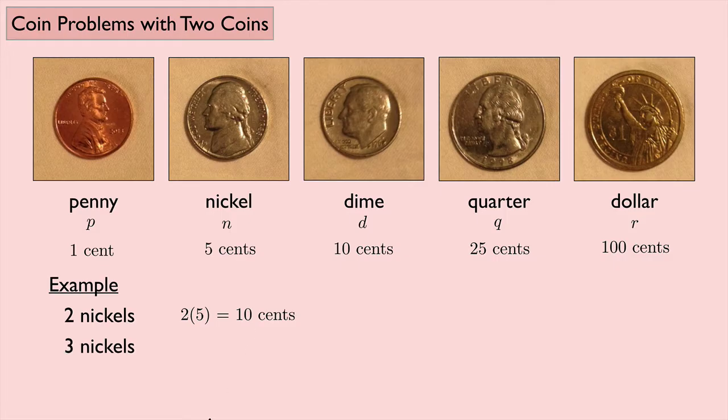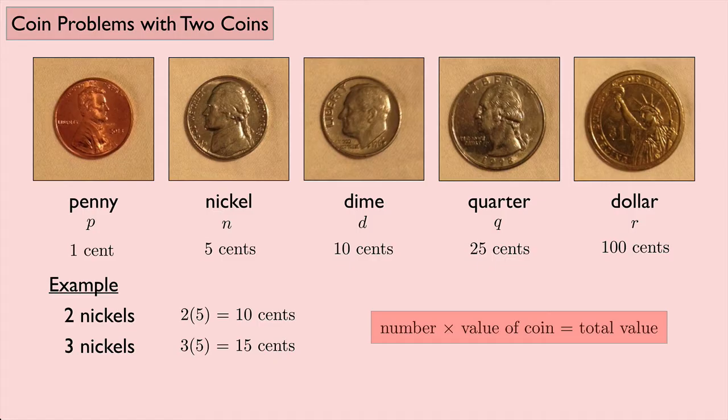If I have 3 nickels, that would be worth 15 cents. I have 3 nickels. Each is worth 5 cents. 3 times 5 is 15. In general, the number times the value of the coin equals the total value. So for instance, the number, 3 nickels, times the value, 5 cents for a nickel, gives the total value of 3 nickels in cents, and that would be 15 cents.